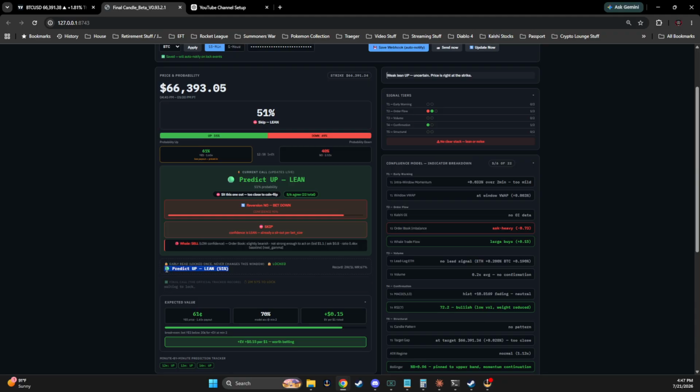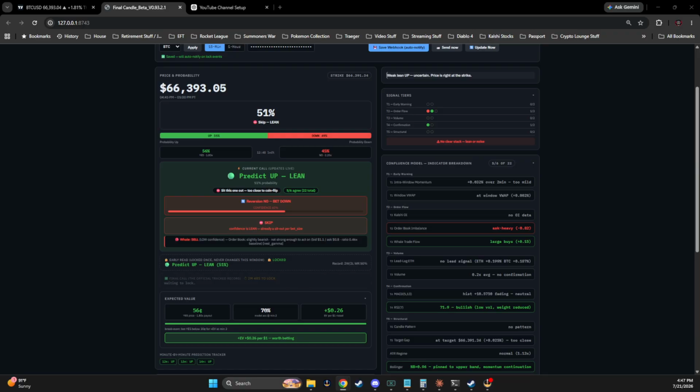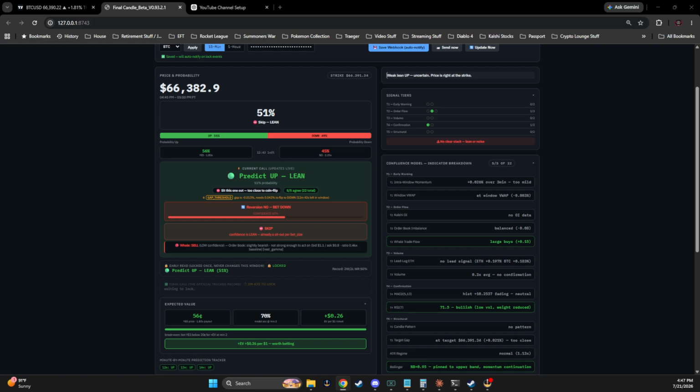All right, so let's see. We got a predict up lean. Yes is at 56% on Kalshi, so I'm going to go ahead and bet the yes and see how this plays out. I always cash out at profit at 75 to 80%. I don't ever hold, because the market can fluctuate so much.